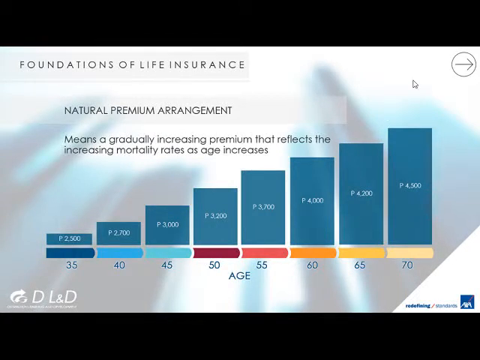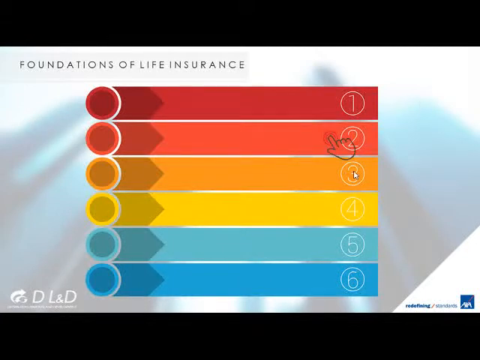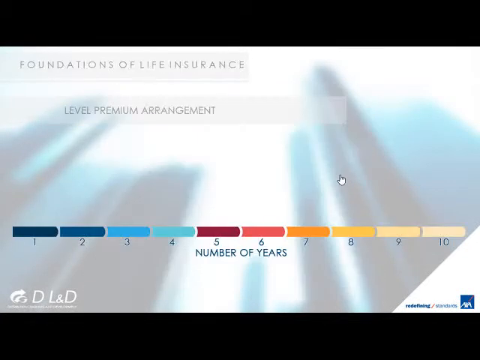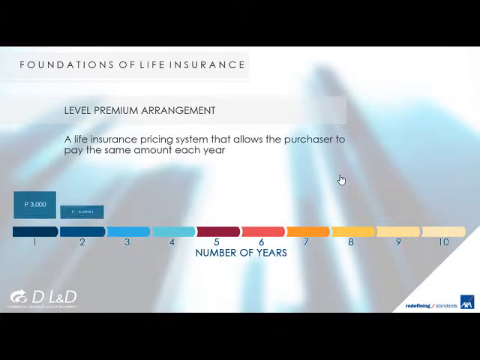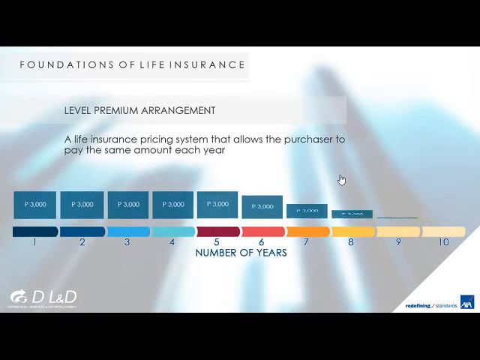Click on a tab to show the types of premiums. Graduated premium arrangement. Premium payments increase every year until the 5th year of the policy and remain at that level through the duration of the premium payment period.